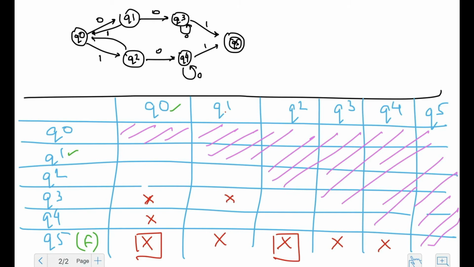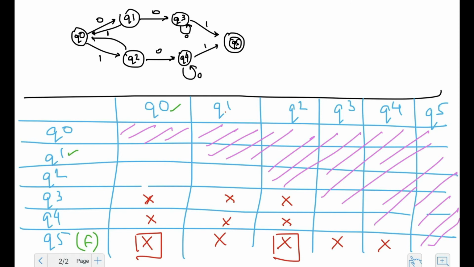Similarly, let me do it for Q2 and Q3 as well. So from Q2, on 1, I go to Q0. And from Q3, on 1, I go to Q5. Now I get the pair Q0, Q5, which is again marked. So I can say that Q2 and Q3 are also not equivalent. So I can mark this as well right here. And next what I can do is I can perform the same operation for Q1 and Q4. So I'm going to get Q1, Q4 as not being equivalent, and I'm also going to get Q2 and Q4 as not being equivalent. So let's cross both of these out.